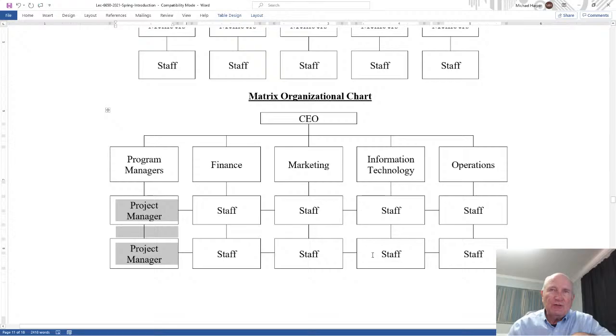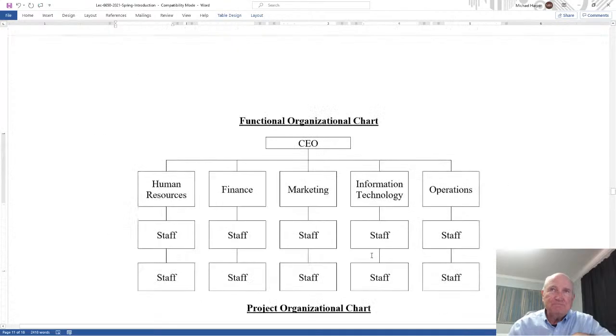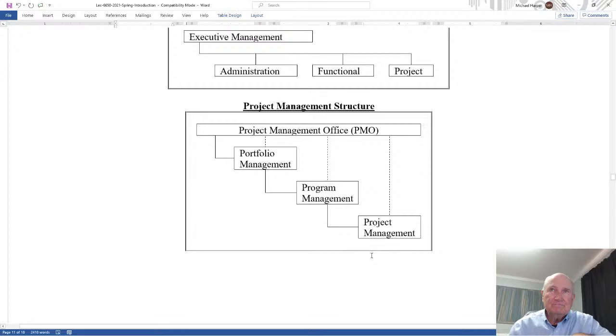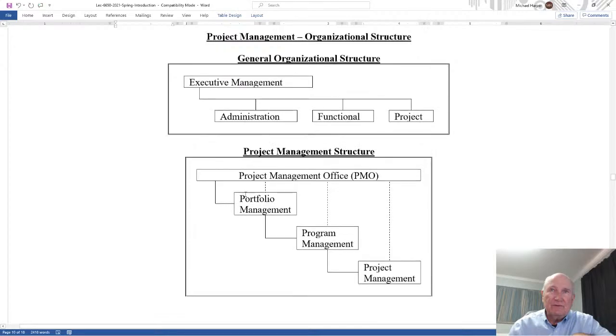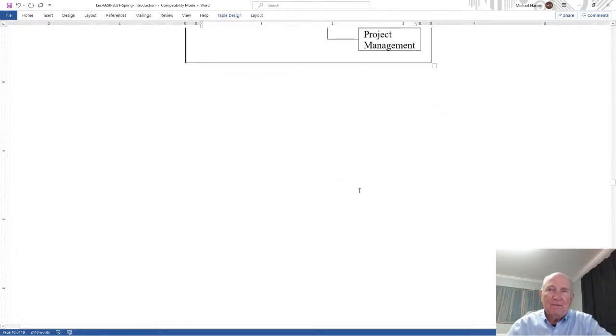But how do you ensure coordination? Well, let's back up. The PMO, making sure they coordinate. The project management office, the support office, will coordinate both of those together.